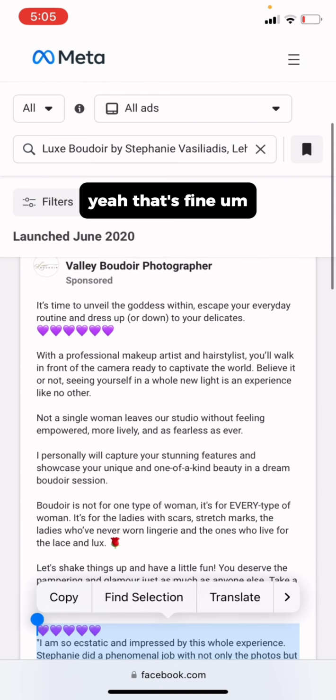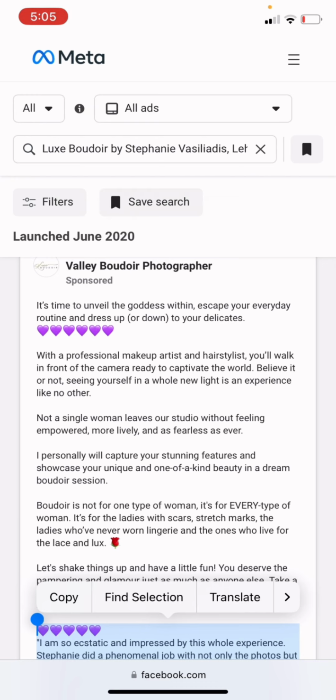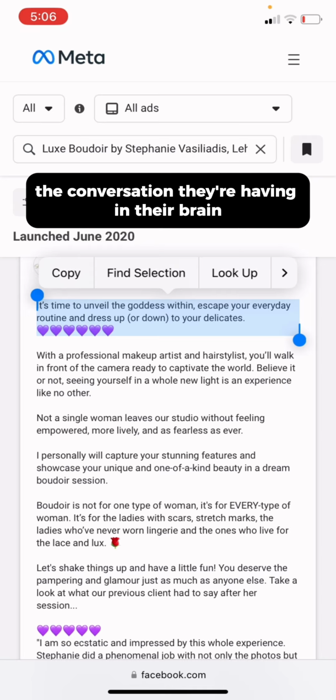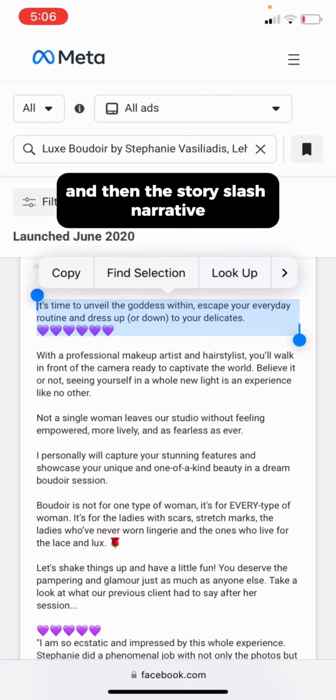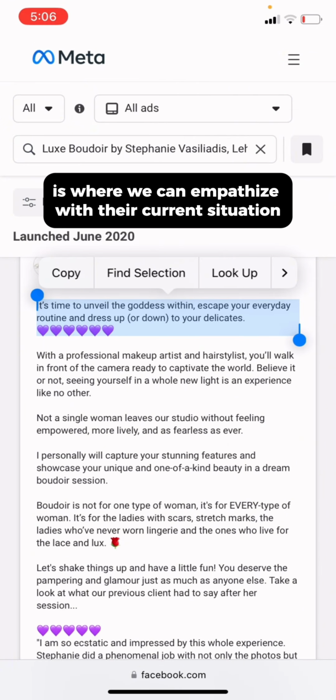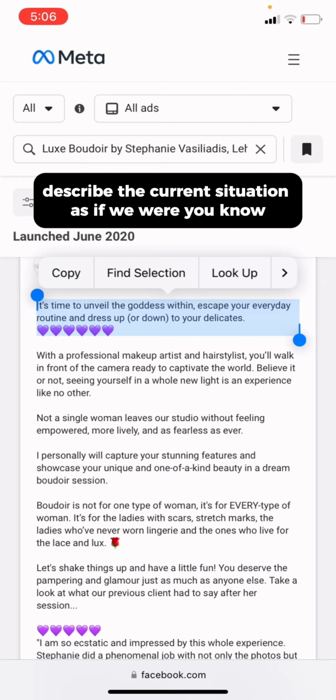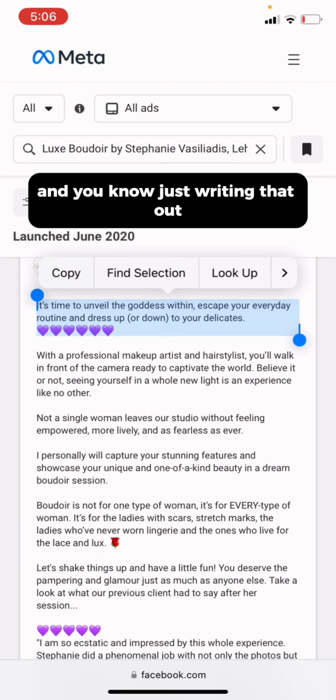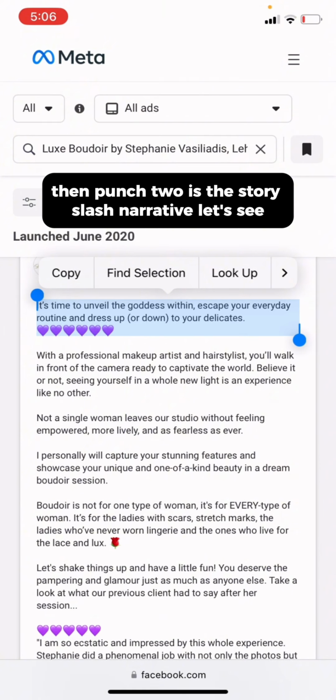Yeah, that's fine. All right, next we need kind of a narrative or story, because up here is punch one, meaning the conversation they're having in their brain, and then the story or narrative, so we can empathize with the current situation, describing it as if we were holding a third-person camera recording their life and what's going on in it, and just writing that out, kind of like writing out a movie scene. So punch 1 is the see more headline, then punch 2 is the story slash narrative.